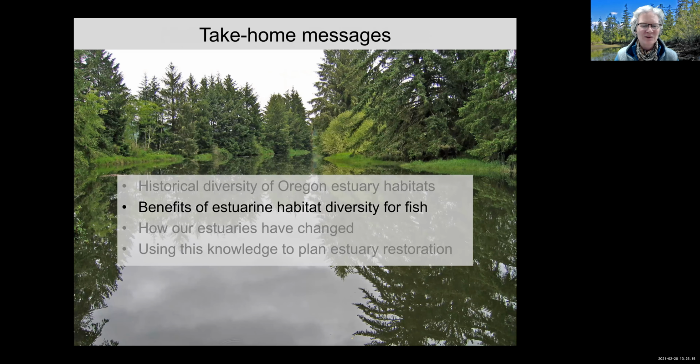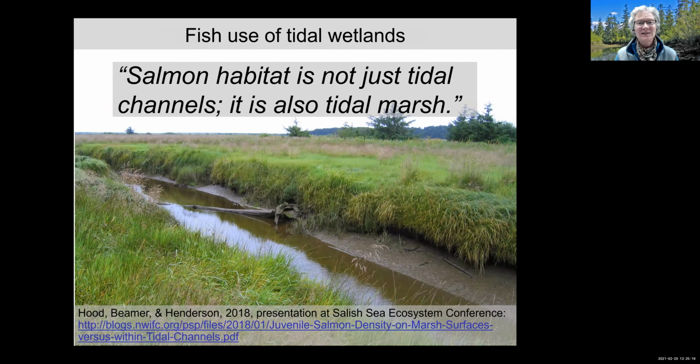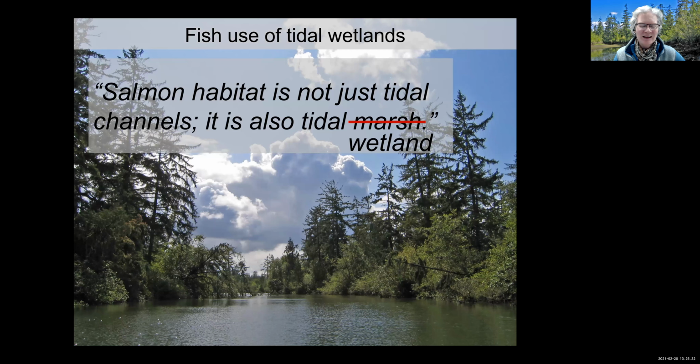So how did these diverse estuarine habitats benefit fish? Well, the first thing to remember is, as Greg Hood and his colleagues pointed out in 2018, fish habitat isn't just tidal channels, it's also tidal marsh. In other words, the wetland itself is fish habitat. And we broaden that to note that it's not just tidal marsh, but all kinds of tidal wetlands, including the shrub and forested tidal swamps.